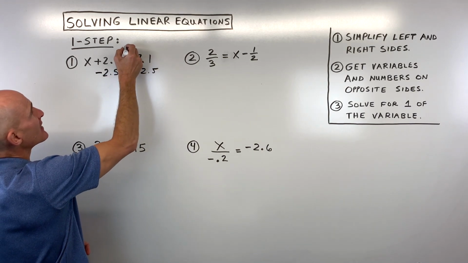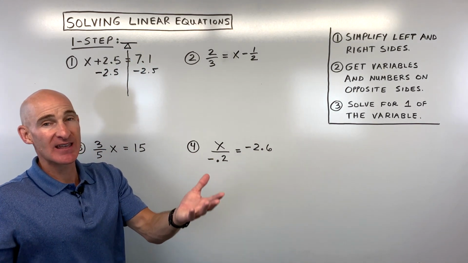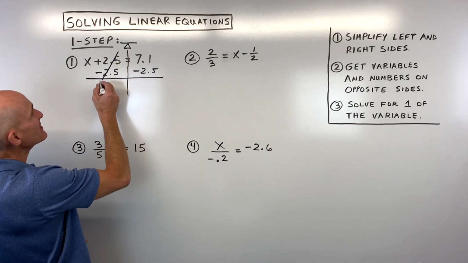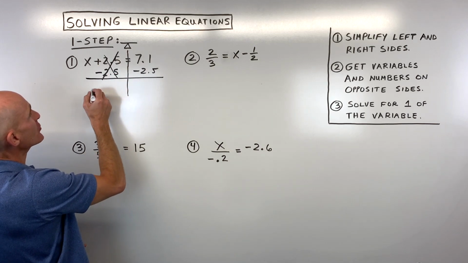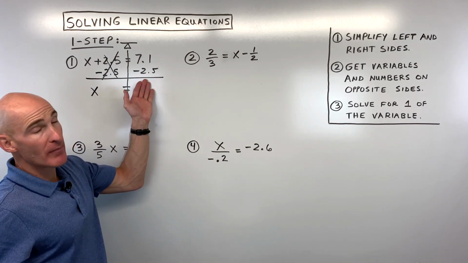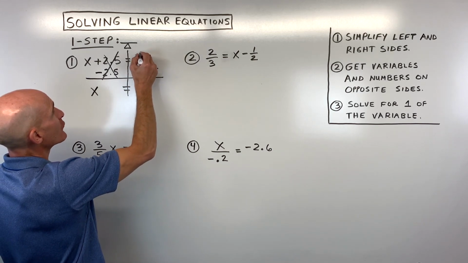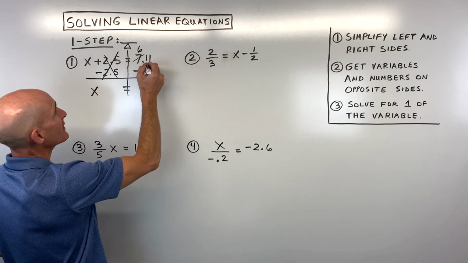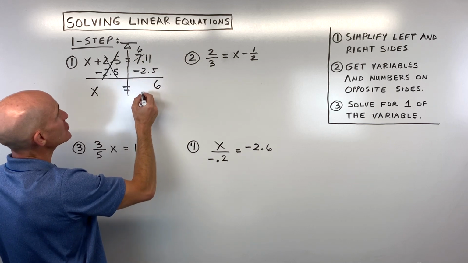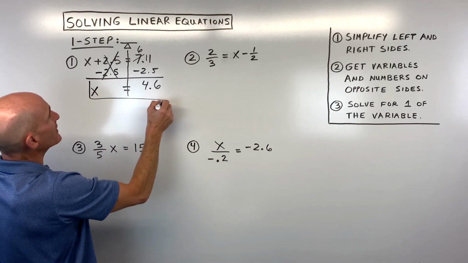It's kind of like a teeter-totter. If you've ever played on the playground where you try to balance the left and right sides, you're trying to keep it equal, keep it even, right? So we're going to do the same thing to both sides. You can see that these cancel out because that's just going to be 0. So we're left with x equals, and now we just have to figure out what 7.1 minus 2.5 is. Well, 1 minus 5, we can't do that, so let's borrow from the 7, that's 6. So this becomes an 11. 11 minus 5 is 6, and 6 minus 2 is 4. So now we can see that x is equal to 4.6.